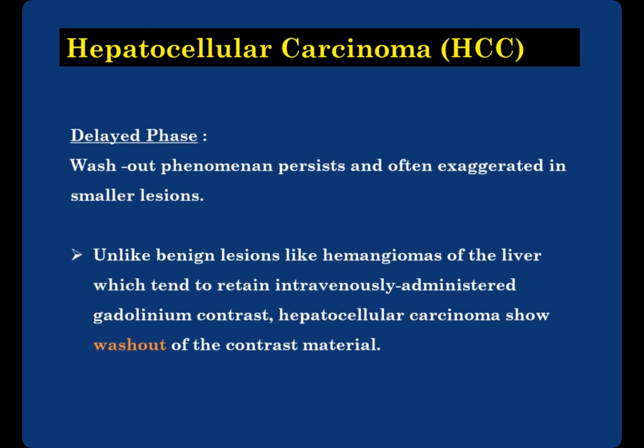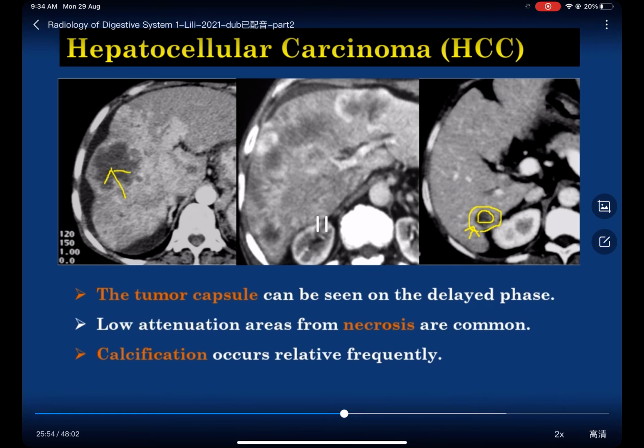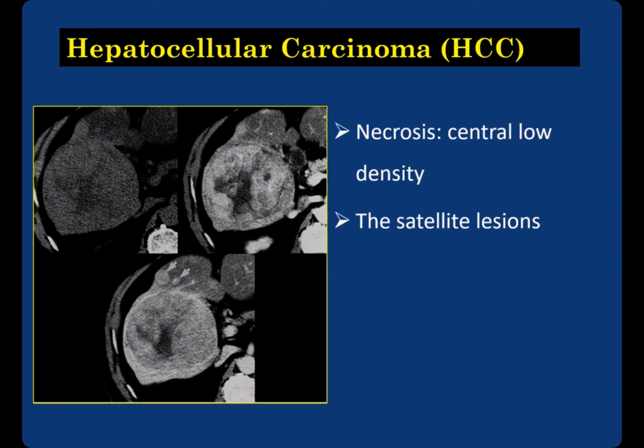and also wash-out in delayed phase. Sometimes we can see the tumor capsule on the delayed phase. We can see here is the tumor capsule. Here is the tumor capsule, and also we can see low attenuation areas, necrosis, and sometimes we can see the calcification. And besides the necrosis, sometimes we can also see the satellite lesions. Here are 2 satellite lesions.